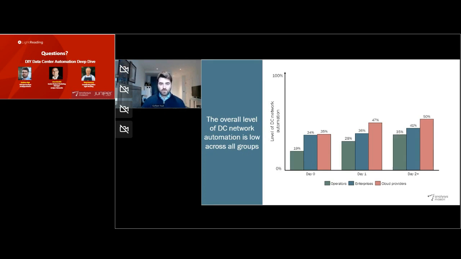We found that day zero automation is the lowest, and many companies in our research reported that they're finding the data center design processes highly challenging and difficult to automate.